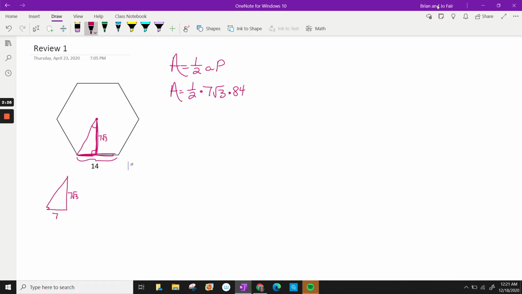So what do you think the area should be? I got 509.2.